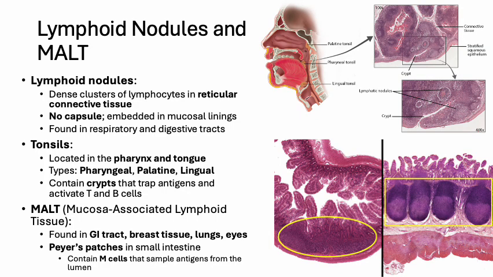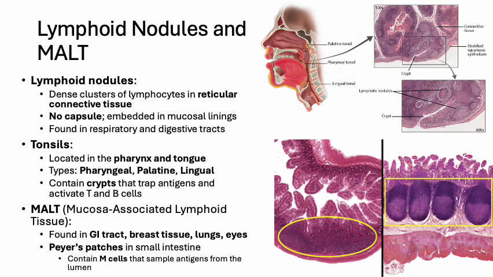They are commonly found in the mucosal linings of the respiratory and digestive tracts, which are frontline regions where the body frequently encounters pathogens. Other well-known groups of lymphoid nodules are the tonsils. This includes the pharyngeal tonsils, also known as the adenoids, the palatine tonsils on either side of the oropharynx, and the lingual tonsils at the base of the tongue.